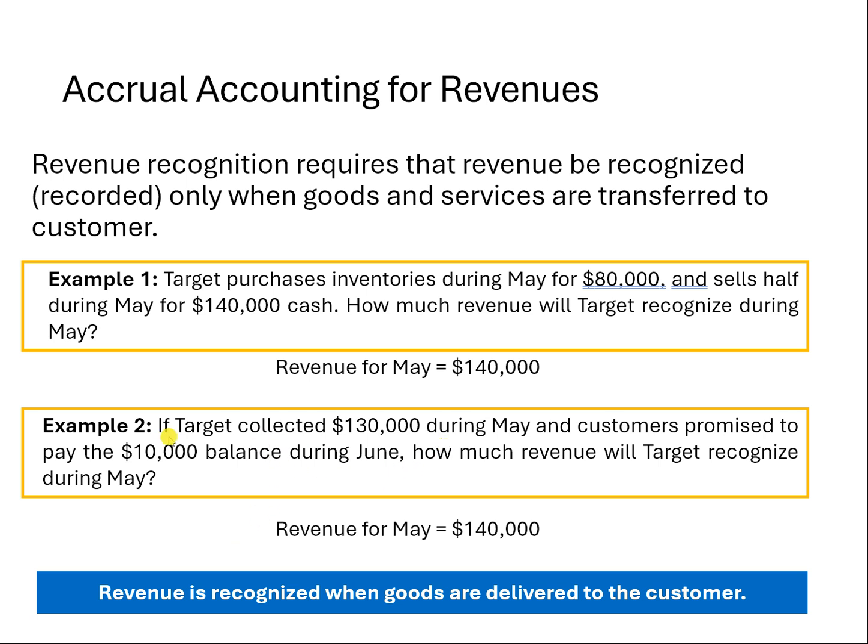And I said, regardless of whether they have been paid. Example 1 is totally paid. Example 2, partially paid. Doesn't matter. Regardless of whether they have been paid or not, the revenue will be recorded at $140,000.